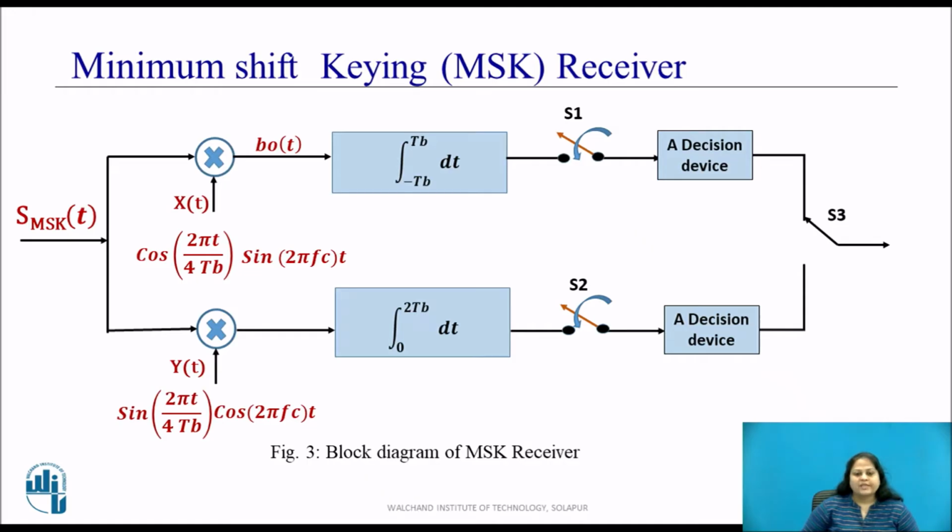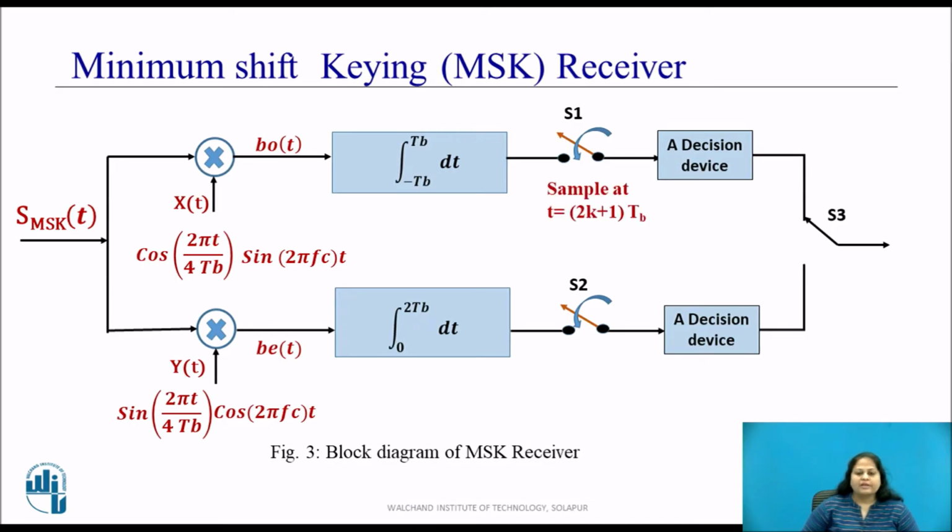The product of MSK signal and the x(t) results into an odd bit stream BO(t), whereas the product of MSK signal and y(t) results into an even bit stream BE(t). The output BO(t) is then integrated over a 2-bit duration from −Tb to +Tb, whereas the output BE(t) is also integrated over a 2-bit duration but with an offset of Tb, that is from 0 to 2Tb.